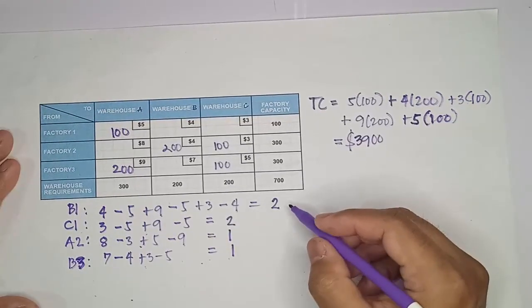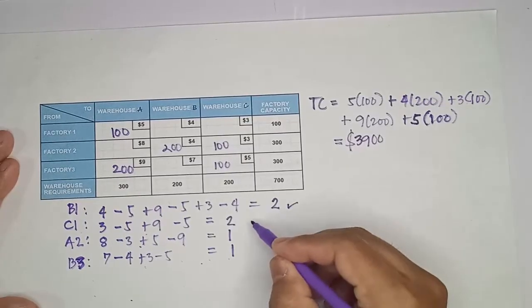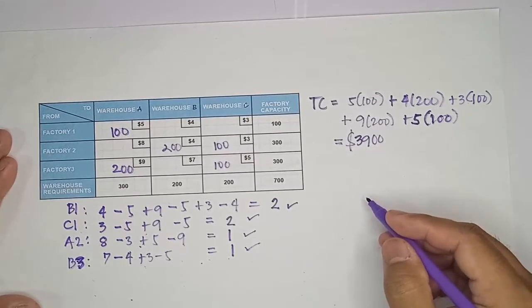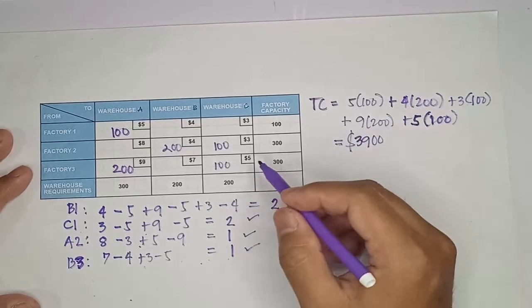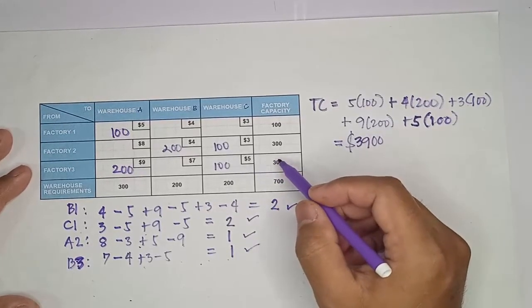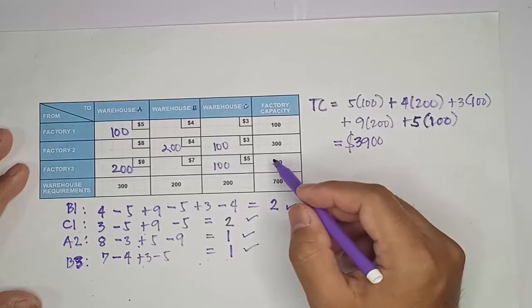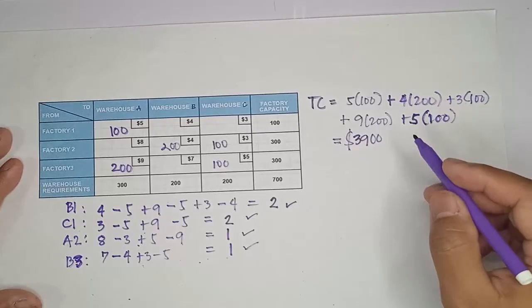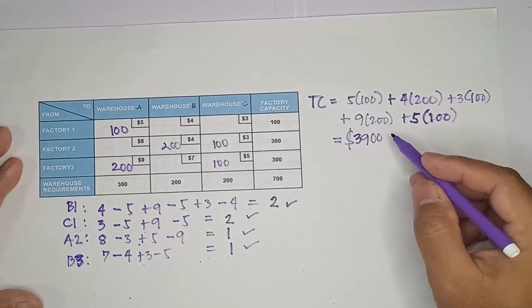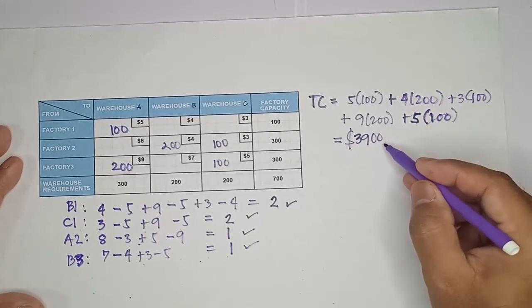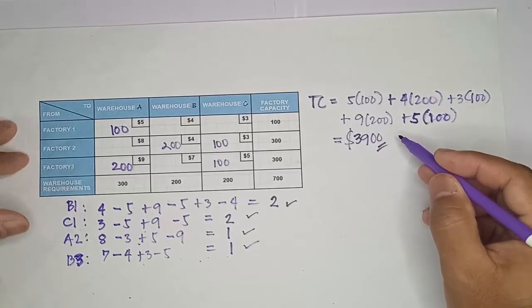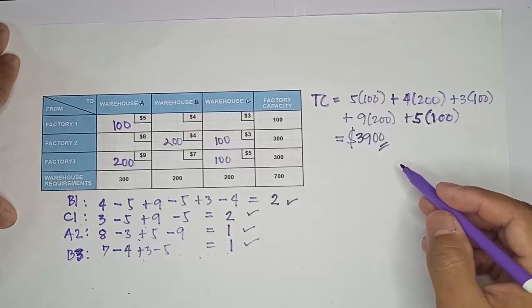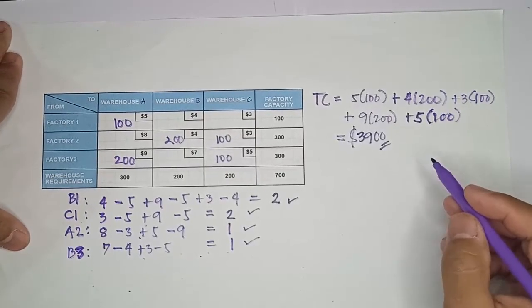In this tableau, since all of the improvement indices are positive numbers, we can no longer improve this transportation tableau, meaning this tableau is already optimal, which implies that the lowest possible transportation cost is $3,900. And the allocations from sources to destinations are as follows.